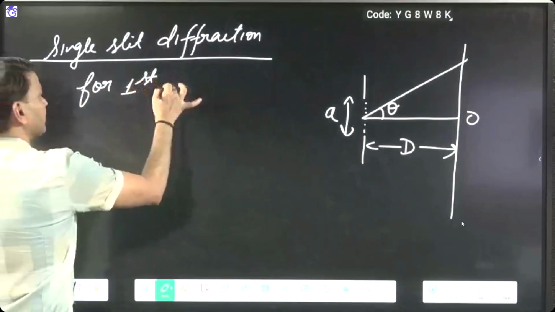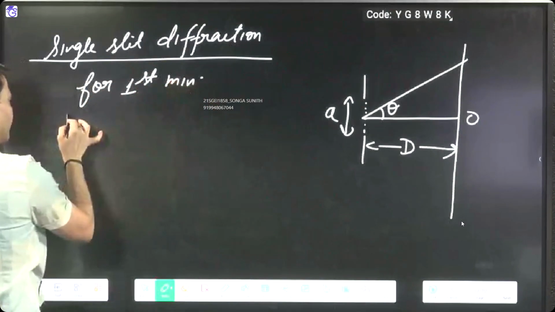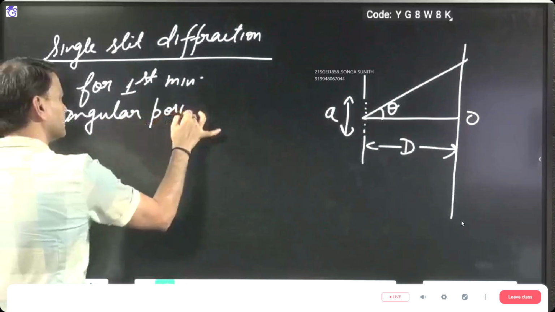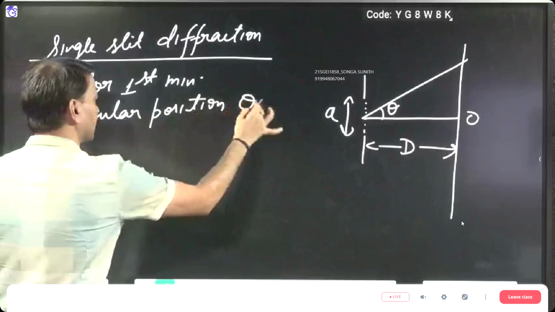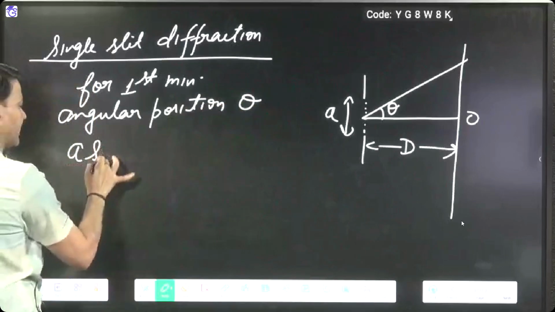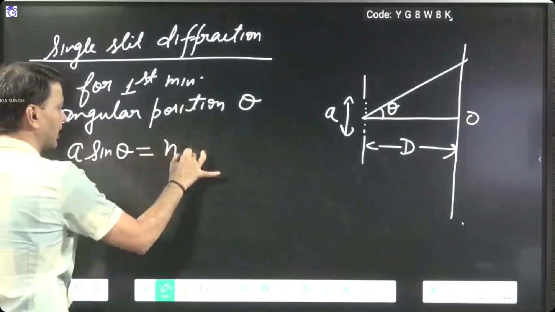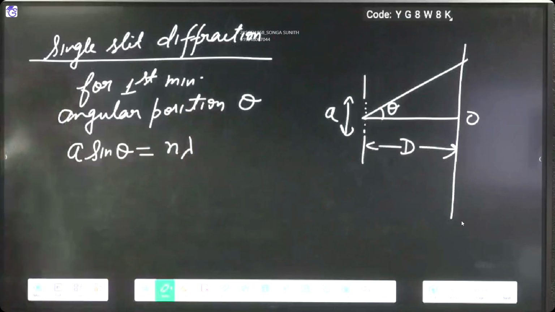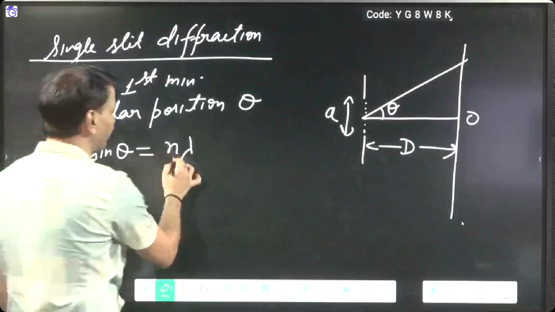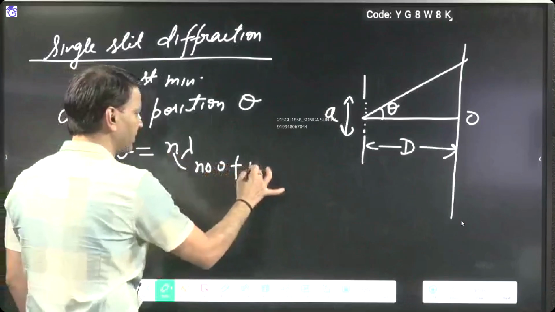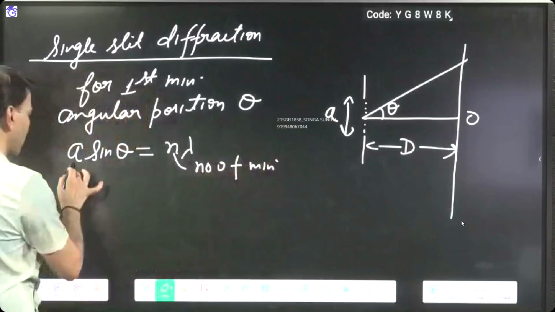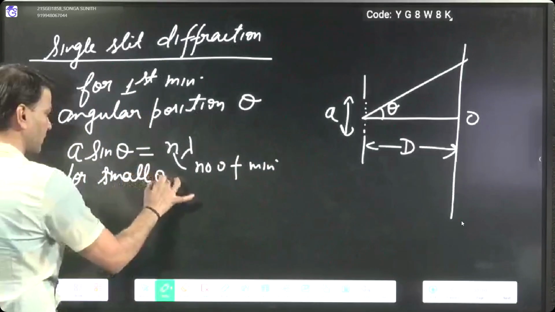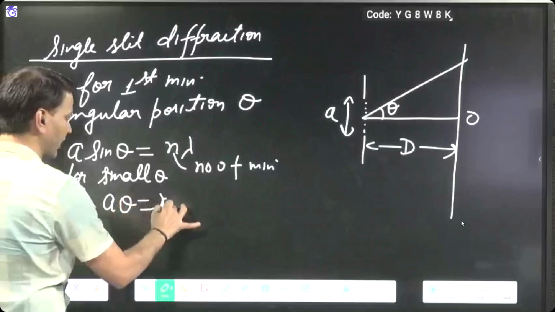Now after that, for first minima, if the angular position I am taking here as theta, then what is the condition we got? a sin theta is equal to n lambda. Here the condition is getting reversed. For the minima we are getting n lambda, where n is the number of the minima. For small theta we are using a theta is equal to n lambda.